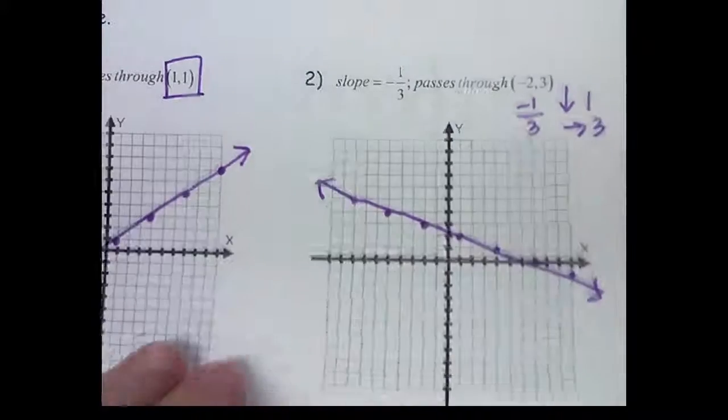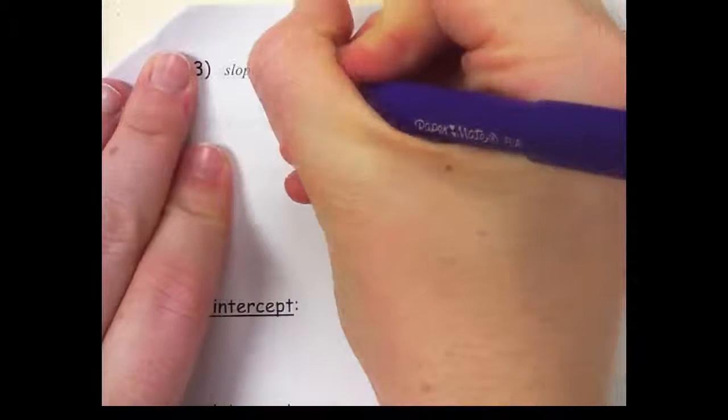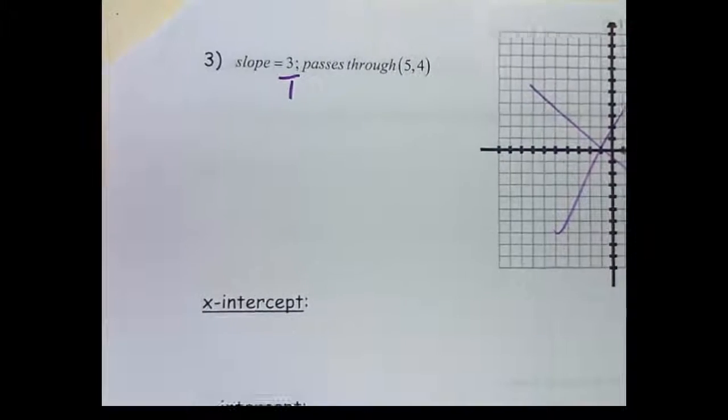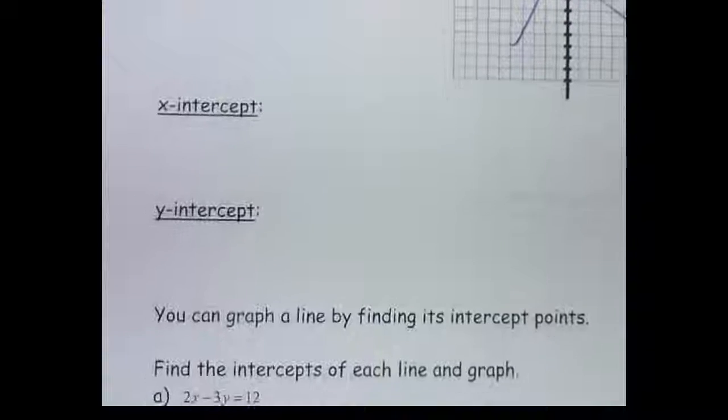Okay, we're going to skip number 3 because it's the same thing. Just passing through a point. What's the slope there? 3 over what? 1. So you go up 3 over 1, but we won't do that one. Same as the others.